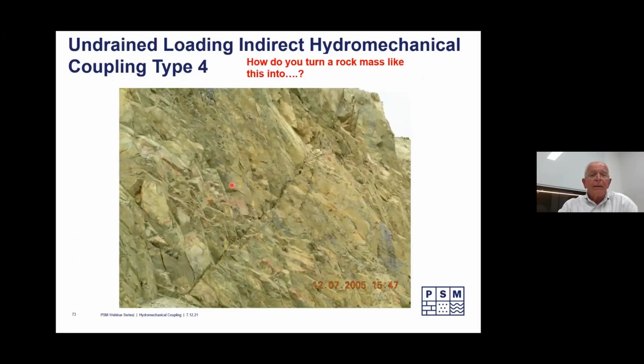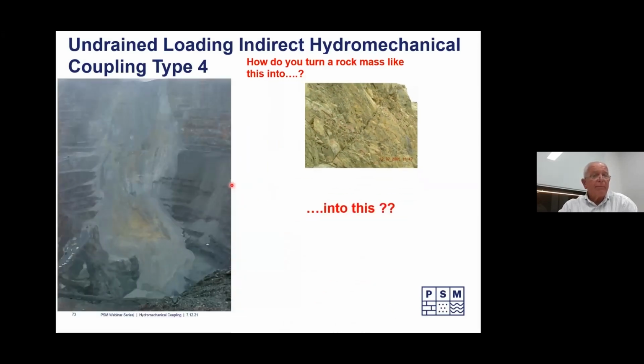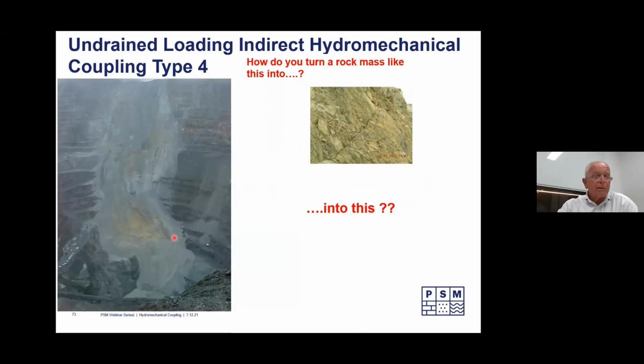So, how do you turn a rock mass like this into that? And again, you can see the scale down here by the buried truck and the buried drill rigs. And I think only one person was killed in this particular instance. But it almost looks like the material is still flowing, but it's not.